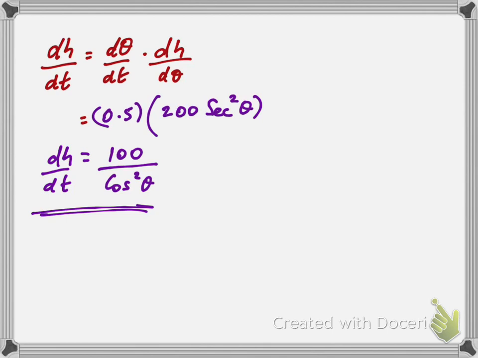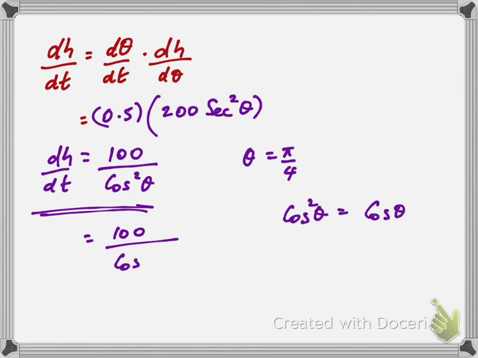And the question says, find the speed of the rocket at the instant when the angle is equal to pi over 4 radians. What do we do? Well, we substitute. Sorry, I think I made a mistake. Right, so we substitute: dh over dt equals 100 divided by cos squared theta. One thing you have to remember is cos squared theta is the same as cos theta squared. This is the short form, so when you actually do the calculation, you have to use this part.